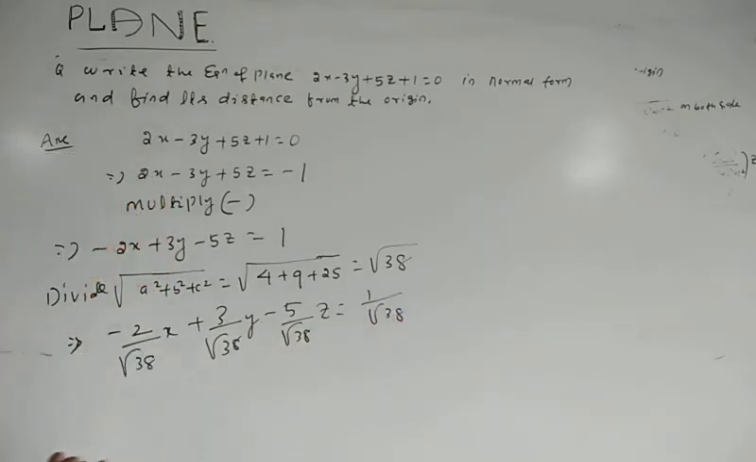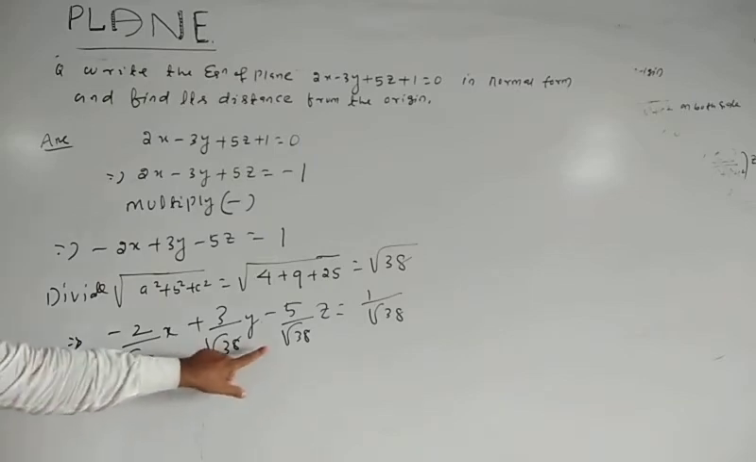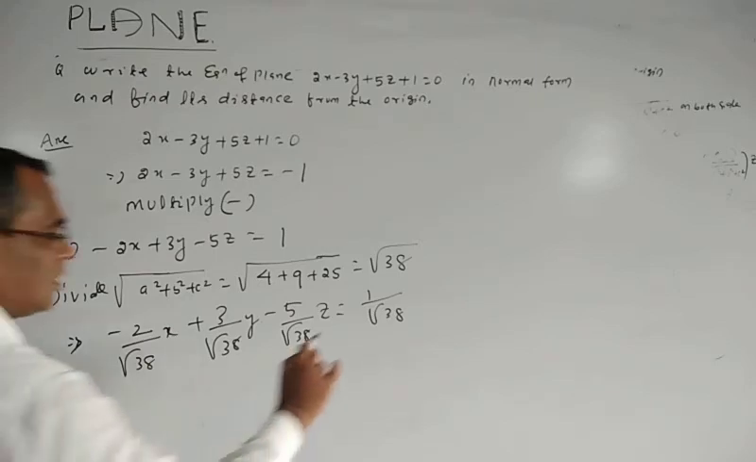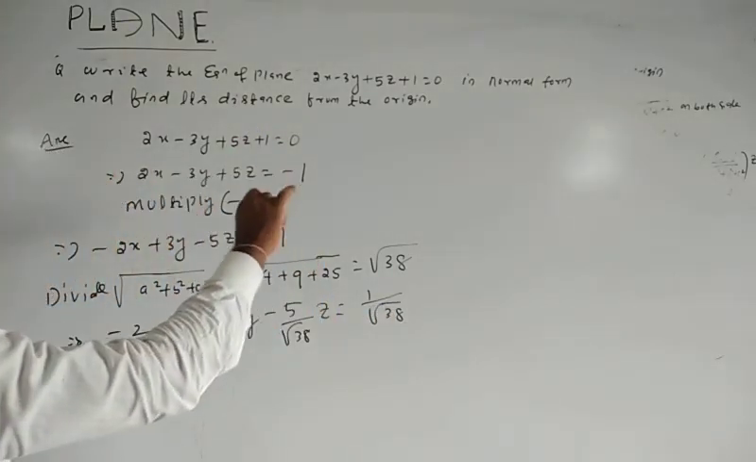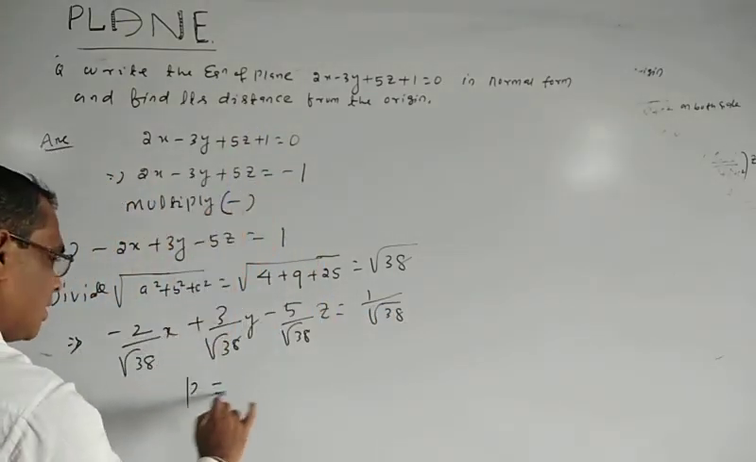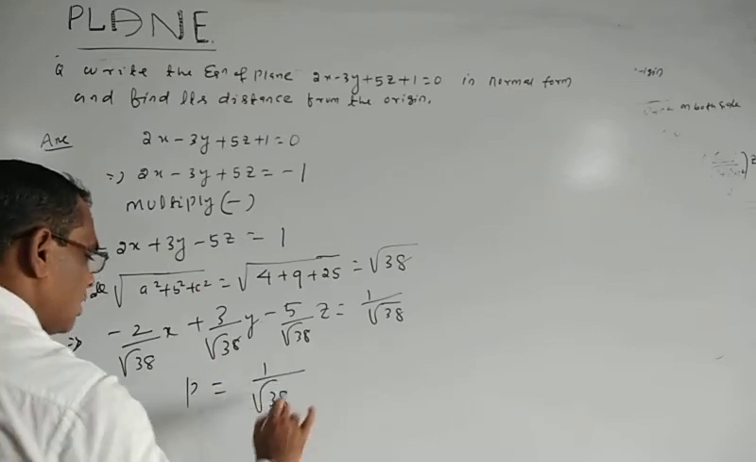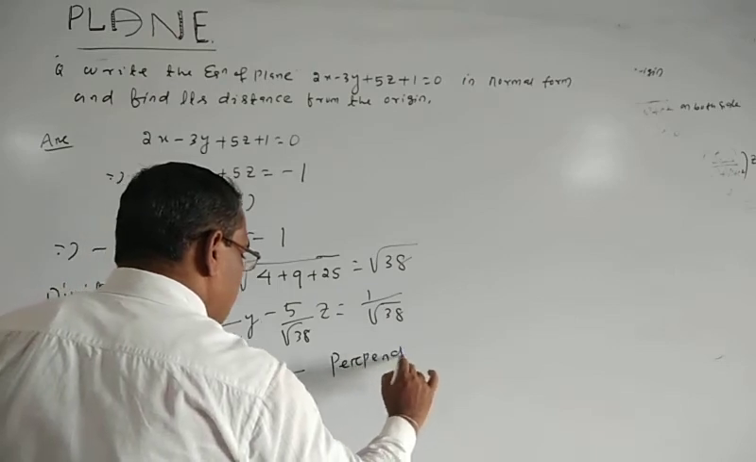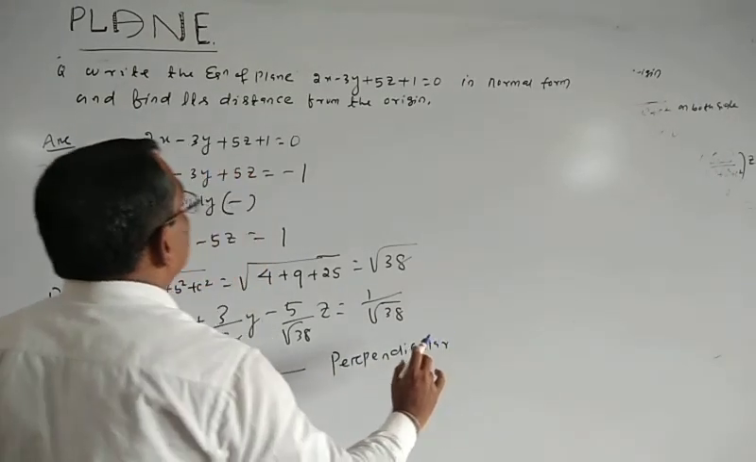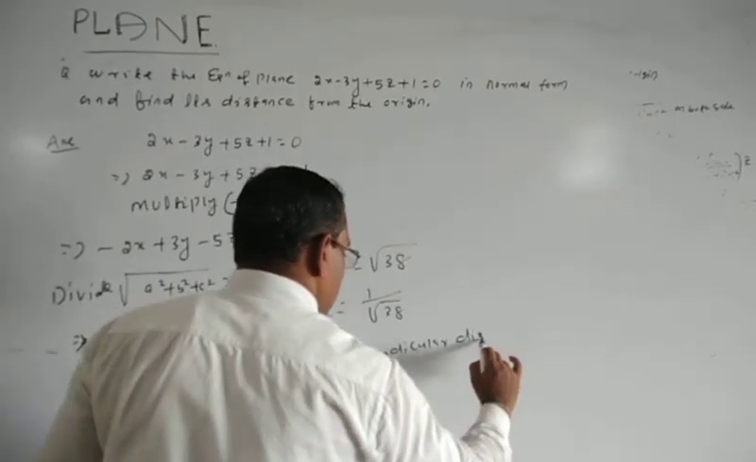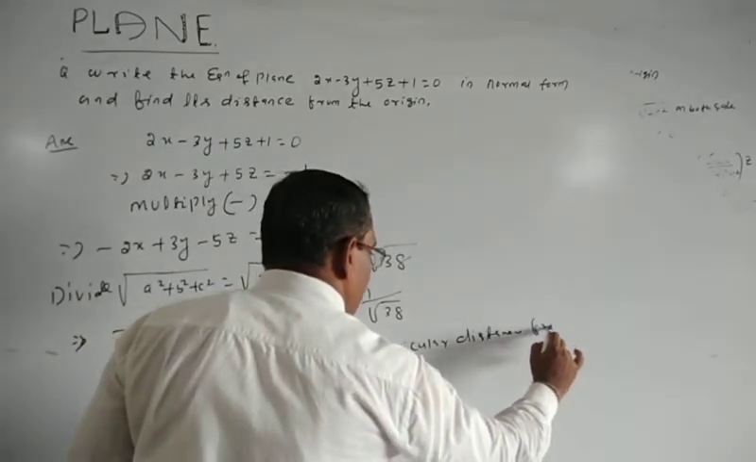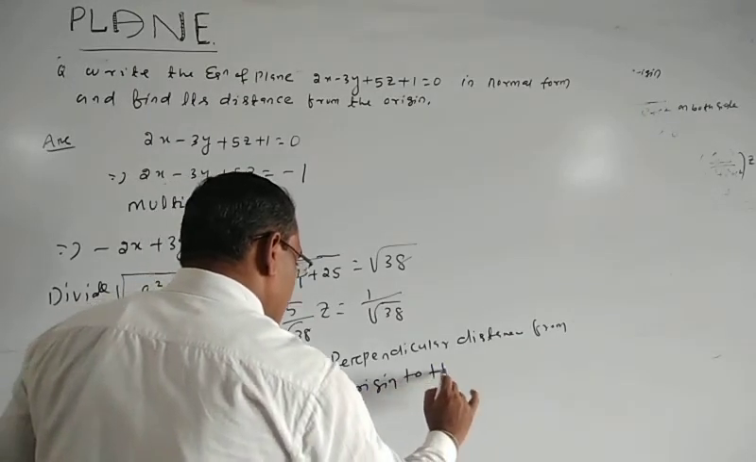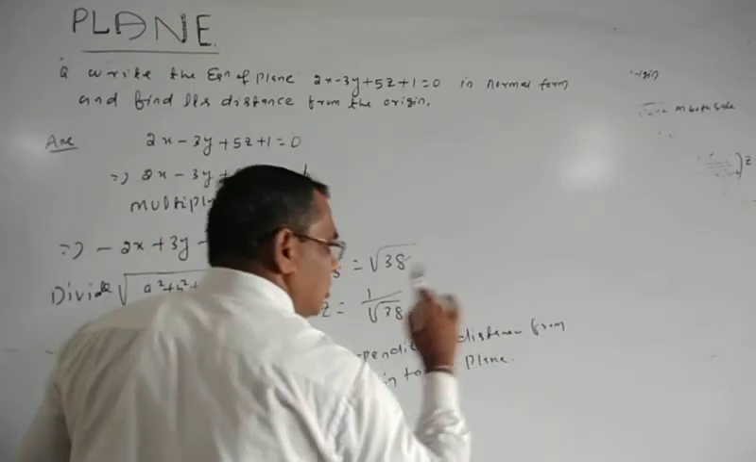So this is of the form lx plus my plus nz is equal to p, where p is equal to 1 by root 38, and this is known as the perpendicular distance from the origin to the plane. So here p is equal to 1 by root 38, and this is the perpendicular distance from the origin to the plane.